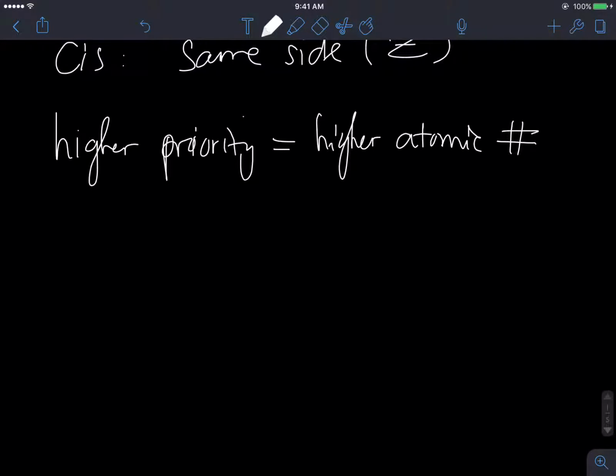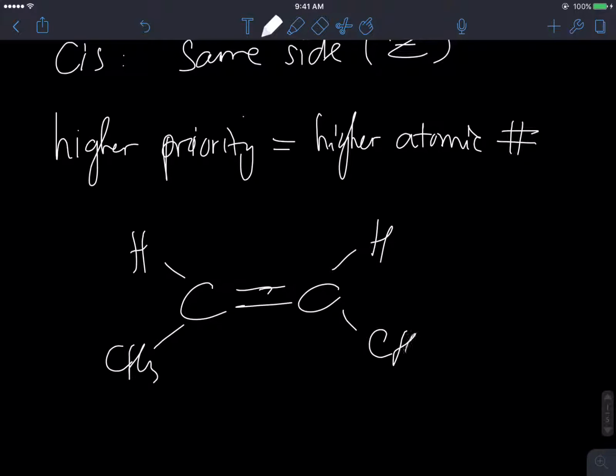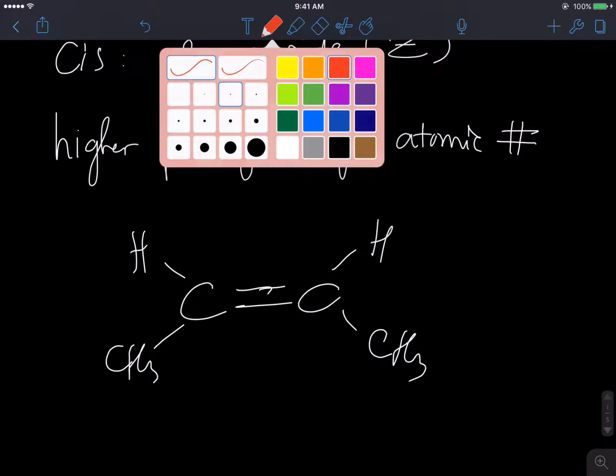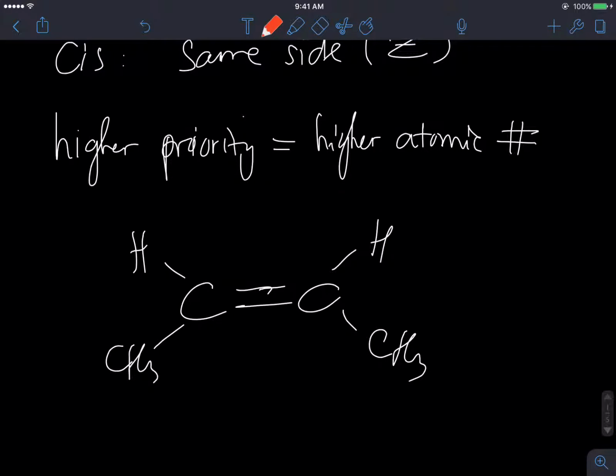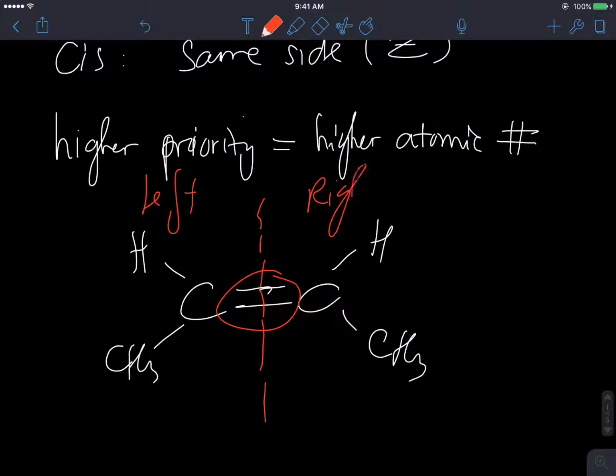For example, with the bond right here, CH3CH=CHCH3. We look at the different sides of the bond. We look at the left side and the right side of the double bond. This is the double bond. For the left side, which one has higher priority, hydrogen or carbon? Carbon. So this one is the biggest group for the left side. And for the right side, it's also carbon.